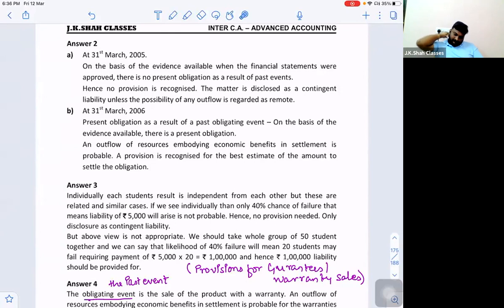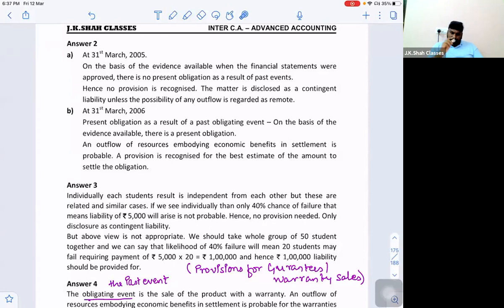Sir, in the question, it says that in the year 2005 it is advised that it is not probable that the enterprise will not be found liable. So we considered it as possible and not probable. My question is why, sir? It can be not probable, it can be remote also, right, sir? And the next year it can turn into probable.